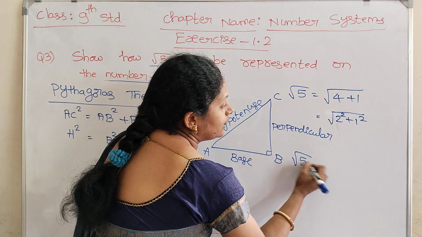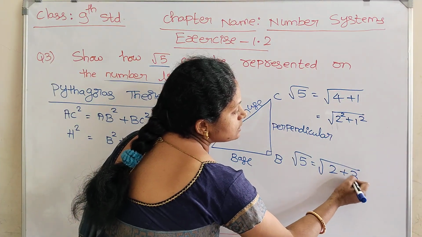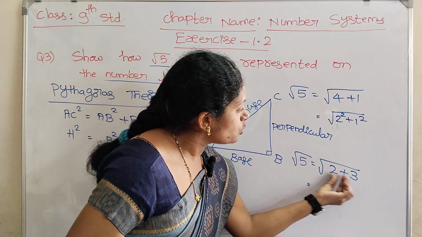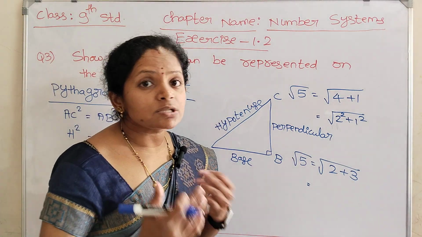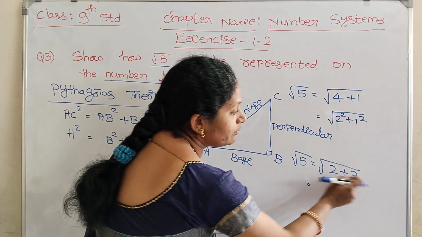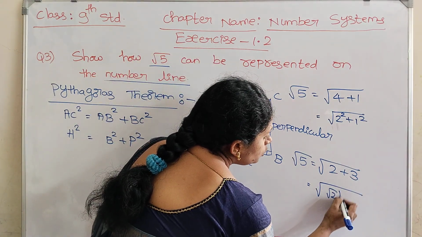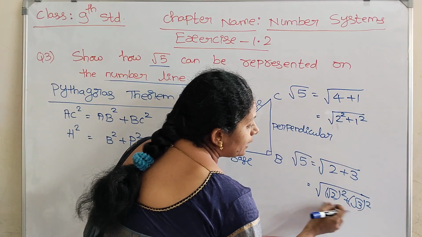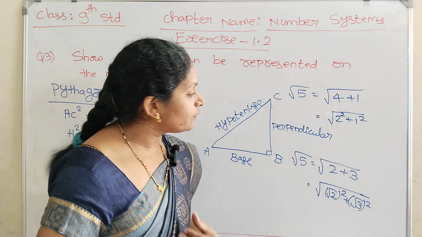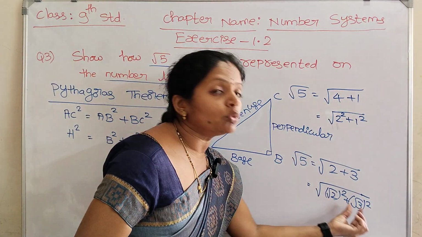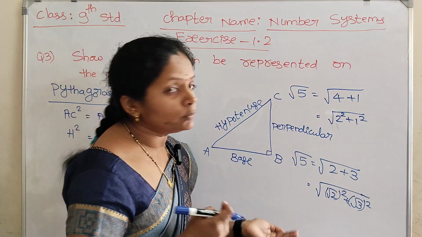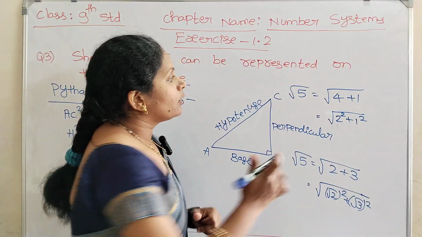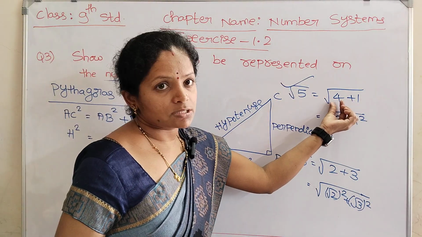Next, root 5 can also be represented as root of 2 plus 3. Now, 2 and 3 are not perfect squares of any other numbers. So how can we represent these numbers? Root 2 whole square plus root 3 whole square. And we know that root 2 and root 3 are both irrational numbers. For that, we would first have to represent root 2 and root 3 on the number line, then again work for root 5. Then it will be more complicated. So we are going to use 4 plus 1.